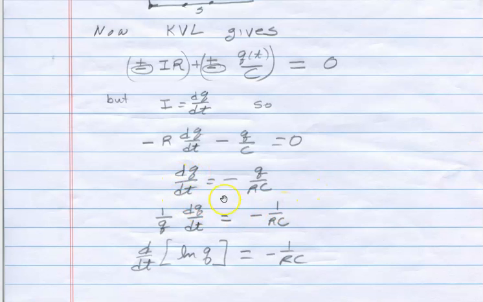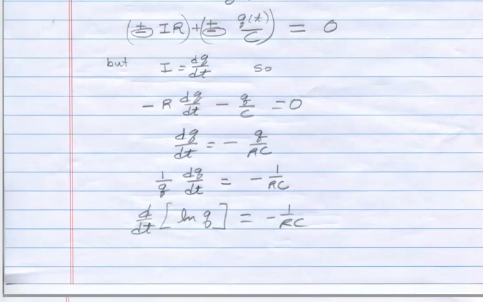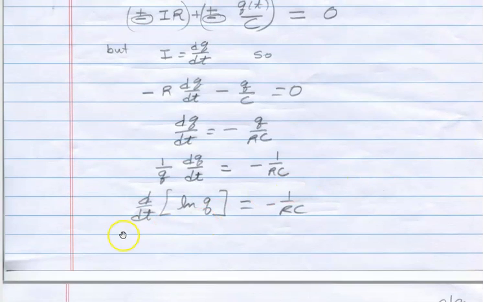But again, I've got this differential equation that relates this function of time, Q of t, to its derivative. Again, this is a little easier to solve maybe than even the first one. In this case, I simply divide both sides by Q, so this right-hand side becomes 1 over RC, 1 over the time constant, negative.